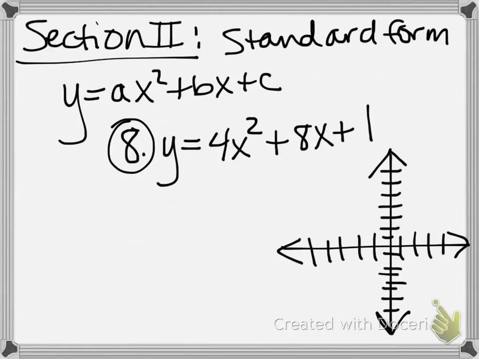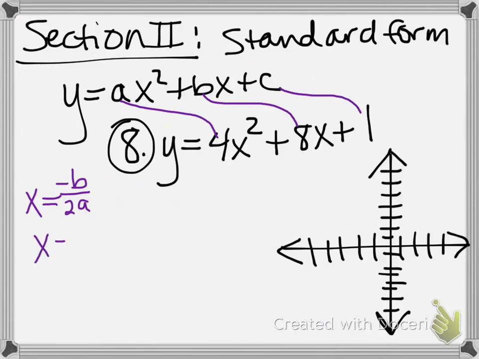In section 2, we're looking at the standard form. So in standard form, we have ax squared plus bx plus c. So that means that my a is 4, my b is 8, my c is 1. I know that to find my vertex, I'm going to say x is -b divided by 2a. So for this problem right here, x is going to be -8 divided by 2 times 4. That's -8 divided by 8, which is -1. So the x value of my vertex is going to be -1.